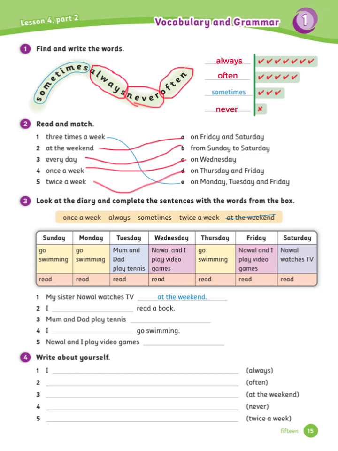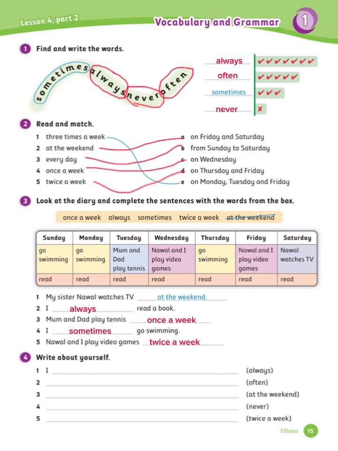Exercise number 3. Look at the diary and complete the sentences with the words from the box. Number 1. My sister Nawal watches TV at the weekend. Number 2. I always read a book. Number 3. Mom and Dad play tennis once a week. Number 4. I sometimes go swimming. Number 5. Nawal and I play video games twice a week.